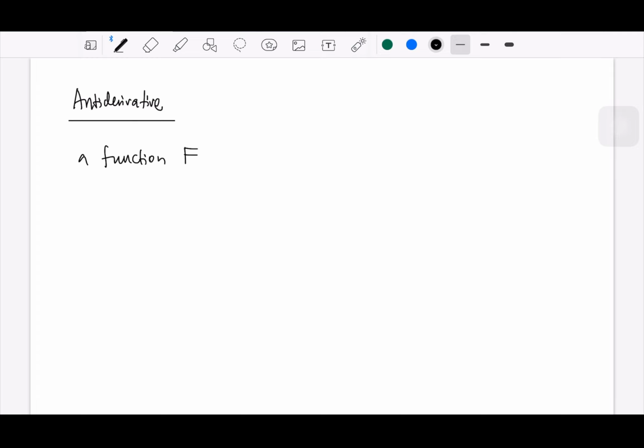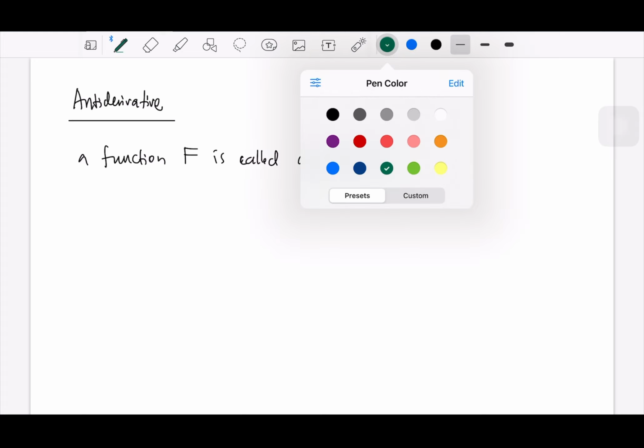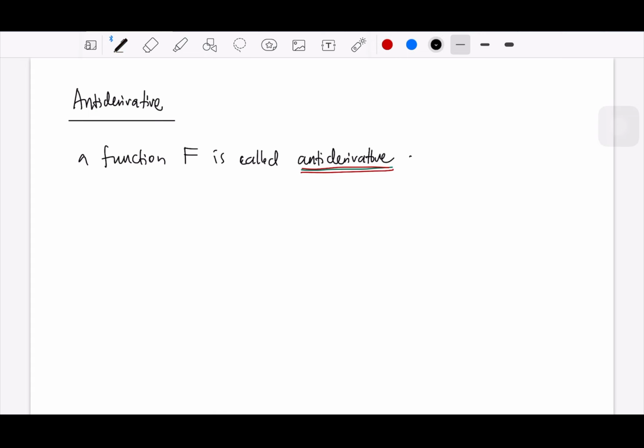A function, let's say f with big capital F, we usually take the capital F, is called an antiderivative of f, small f, on some interval, let's say interval I, if the big capital F's first derivative equals f of x for all x in the interval.